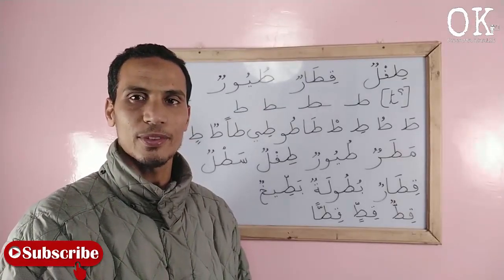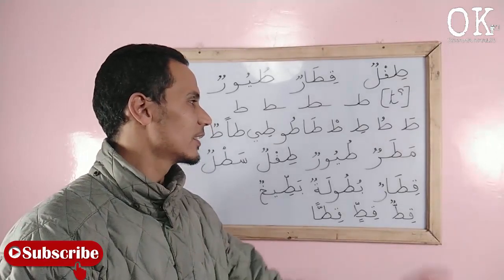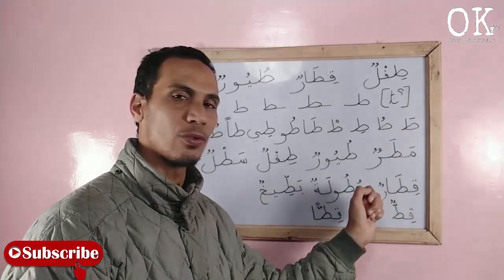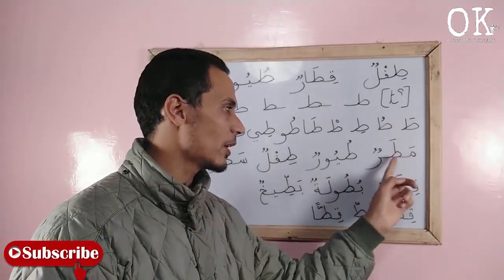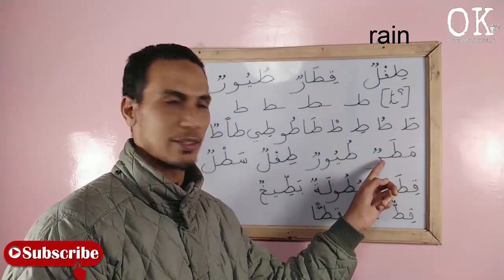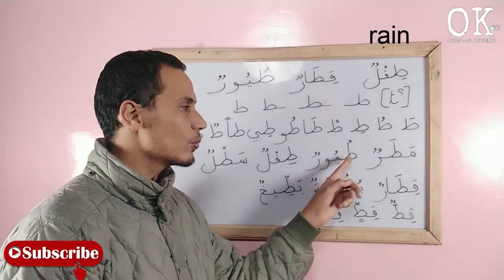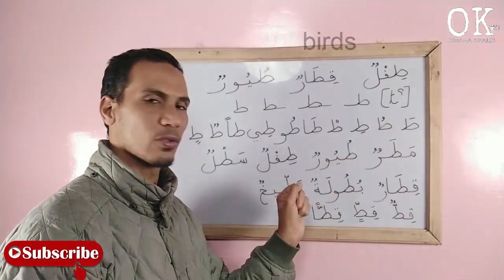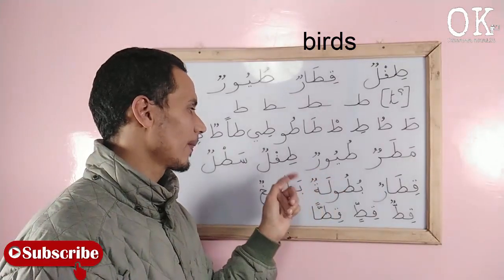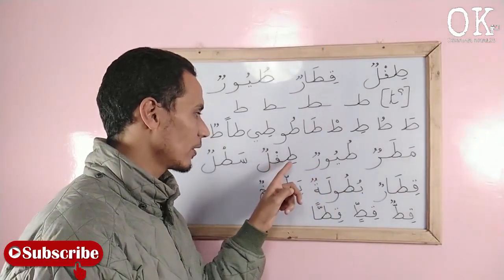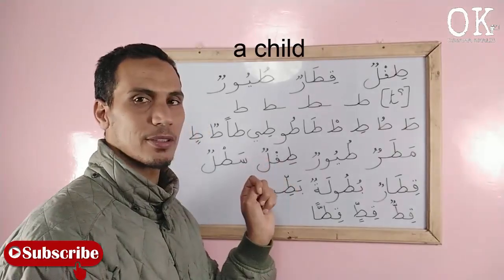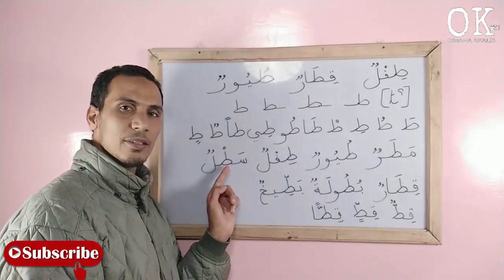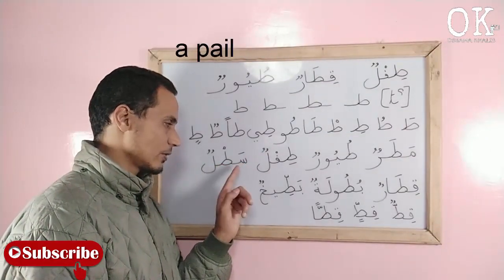Now let's read harf ta in words. Here we have ma, ta, run, matarun. Matarun means rain. Here we have to, you, run, toyurun. Toyurun means birds. Here we have tiflun. Tiflun means a child.